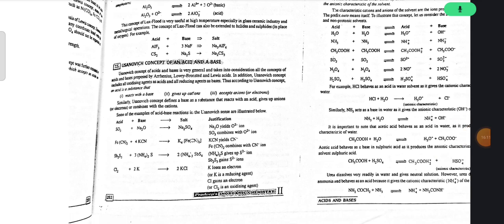Here are some examples given below, like NH3 and others.